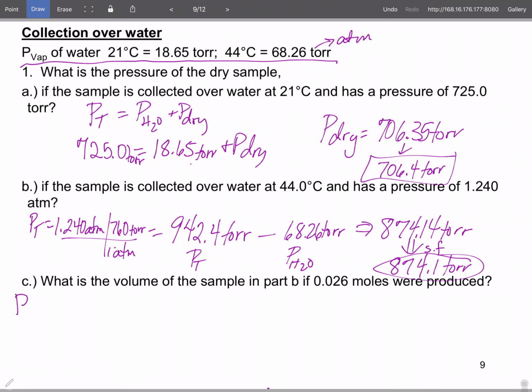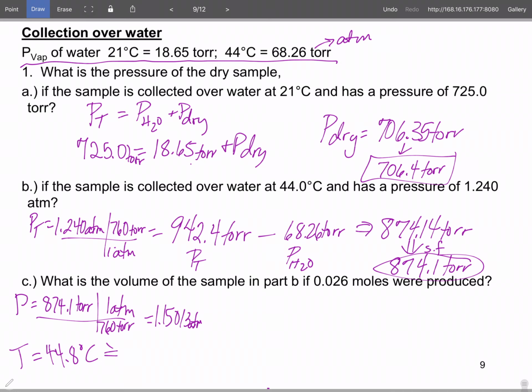So my pressure is 874.1 torr, and we know that there are 760 torr in 1 atmosphere. So we end up with 1.15013 atmospheres. Our temperature, we said, was 44.8 degrees C, which means it's 317.15 K. We're looking for our volume. We're given moles. This is N.